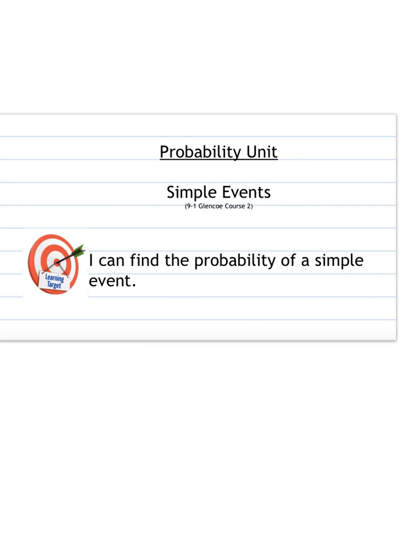All right, we are starting Unit 10, which is our probability unit. And our learning target for today is simple events, which is 9-1 from our textbook. Our learning target is: I can find the probability of a simple event.